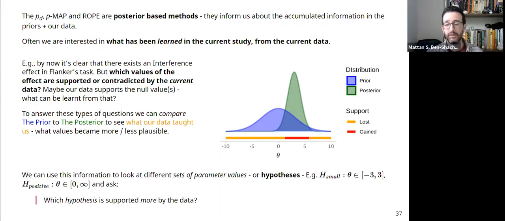So we're actually asking questions about what our data has taught us, which values are supported or contradicted by our data. So for example, I can now compare two hypotheses. I can ask how supported is the hypothesis that my parameter is small, that it's between -3 and +3. I can see that in this range, some of the values gained support, others did not. I can also ask how my data supports the hypothesis that my parameter is positive. Again, some positive values gained support, some lost support, and I can compare these two hypotheses. I can ask which of these two hypotheses is more supported by our data.